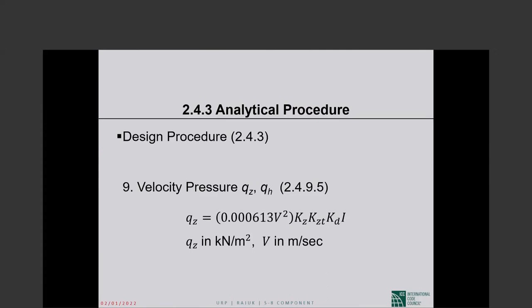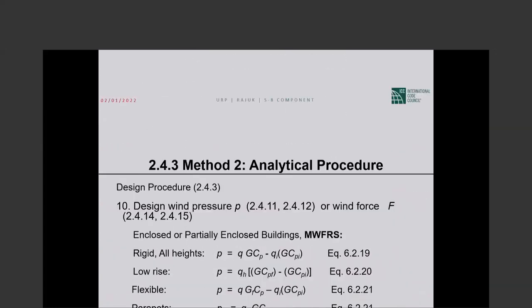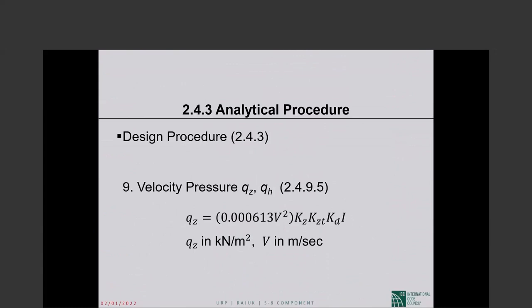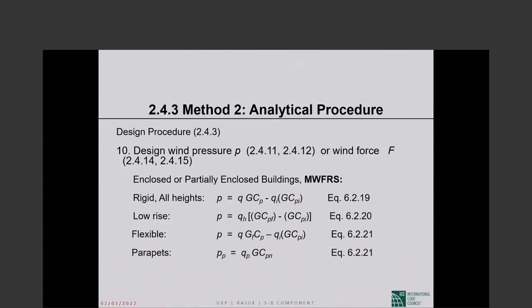Okay, so the next step is to figure out the velocity pressure Q. So remember 0.00256 V squared K sub Z, K sub ZT, K sub D. We have all the factors by now. We have looked at all of them. Okay, so at this stage we should be able to calculate Q. Now this is the bottom line.